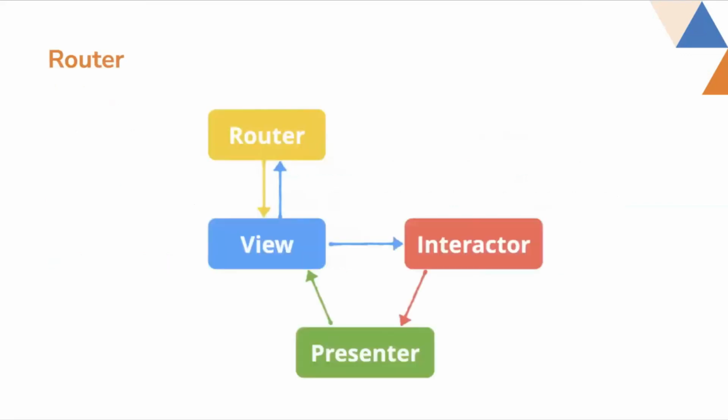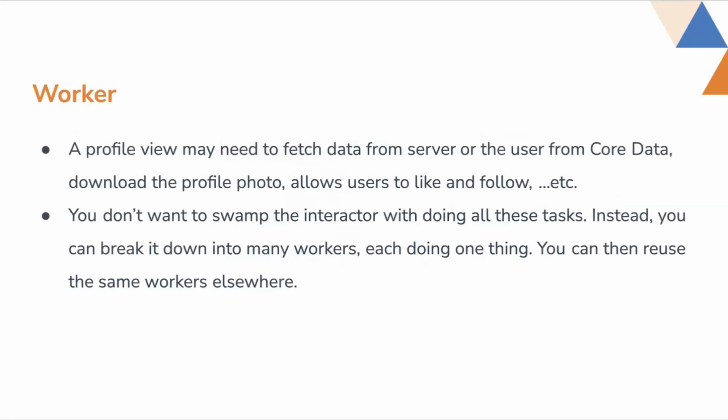So with the addition of router, our flowchart will look like this: the view, interactor, presenter, and the view that will communicate with the router. And apart from the router, we'll have the worker. Workers are needed because we have to fetch data from CoreData or the APIs, or download some data and so on.